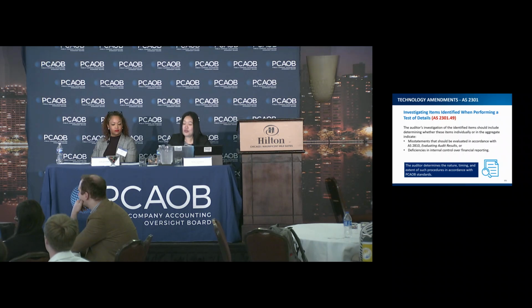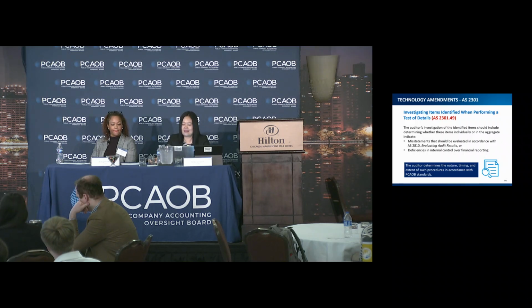For example, using technology-assisted analysis, an auditor may compare the quantities ordered on a customer purchase order with the quantity shipped per the invoice for all transactions in the revenue account and identify transactions with differences for further investigation. Under new paragraph 49, the auditors are required to investigate those items to determine whether the items, individually or in the aggregate, indicate a misstatement or control deficiency.